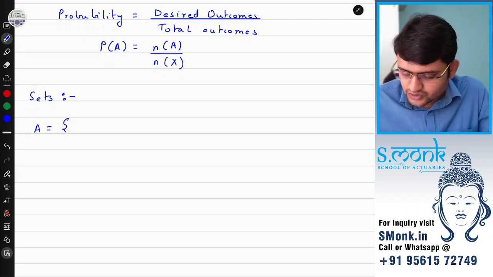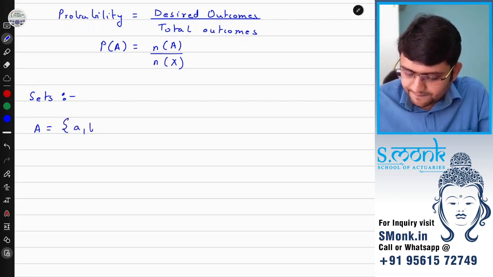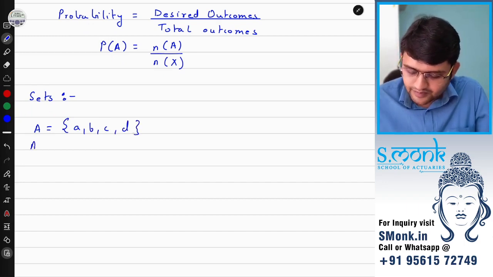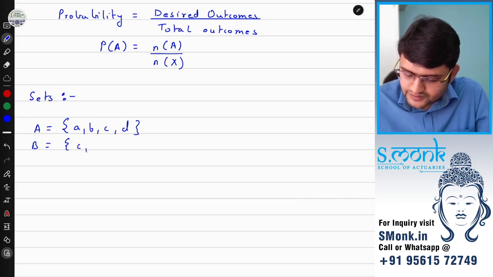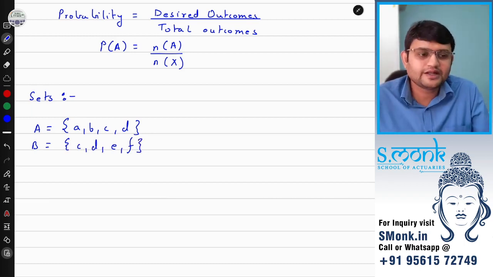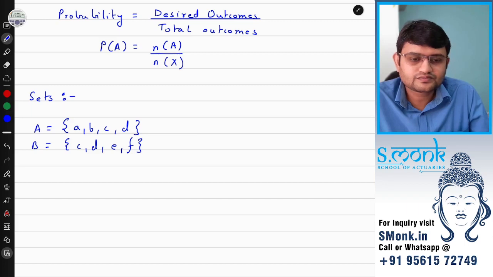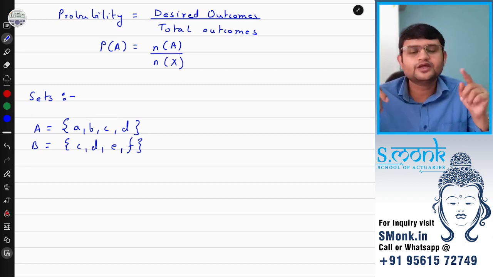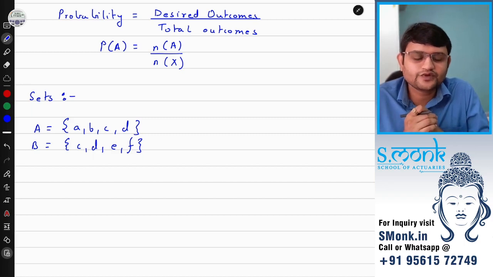Okay, so let's say I have set A that has A, B, C, D, and let's say set B, I have C, D, E, F. Now a set can be written with capital letters, and the elements in it are represented by small letters and separated by commas. We write them in curly brackets. That is how we define a set.